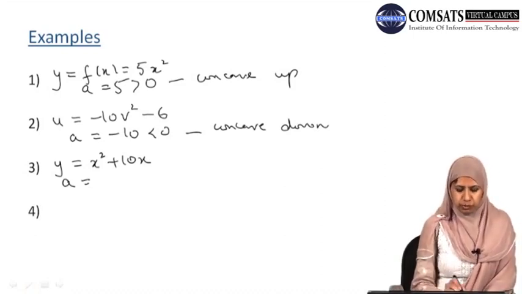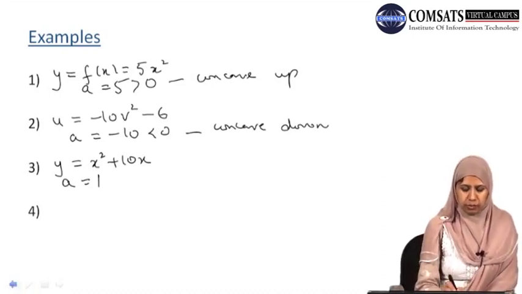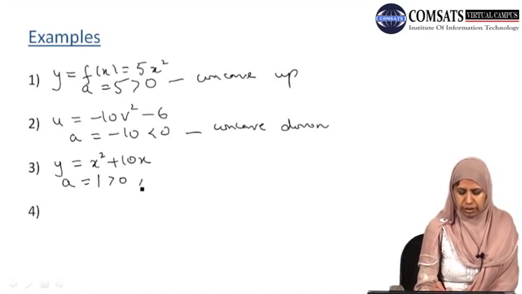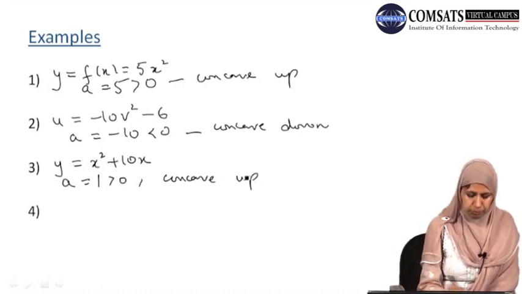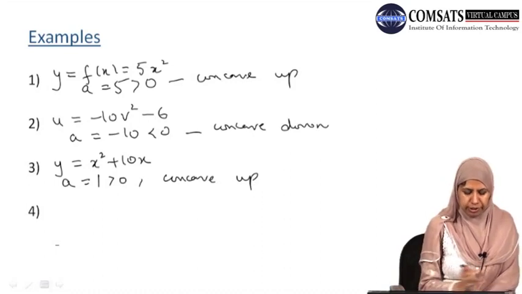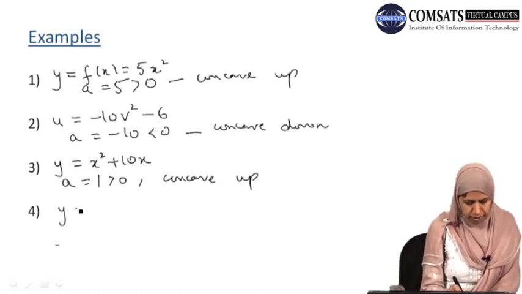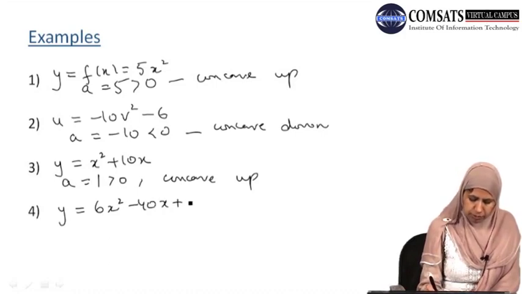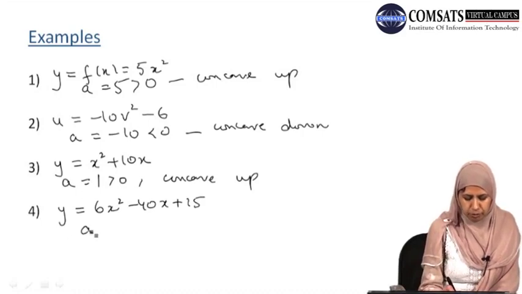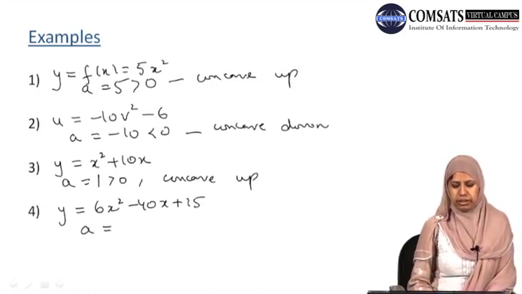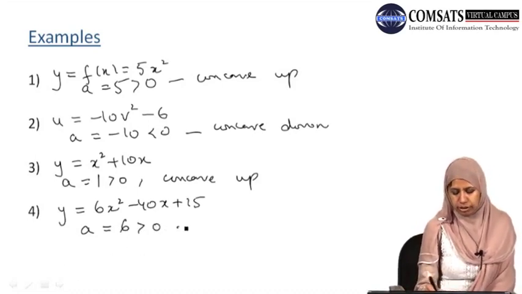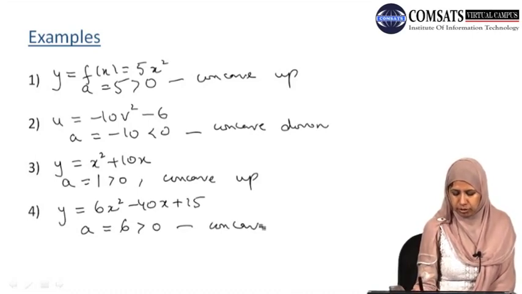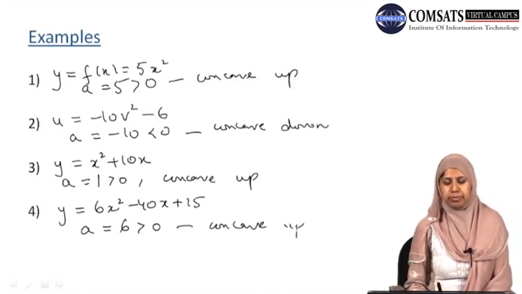Identifying a is equals to 1, which is positive, the graph will be concave up. And the fourth example which we have identified previously was y is equals to 6x square minus 40x plus 15. What is the value of a here? A is equals to 6, positive, and the graph will be concave up.